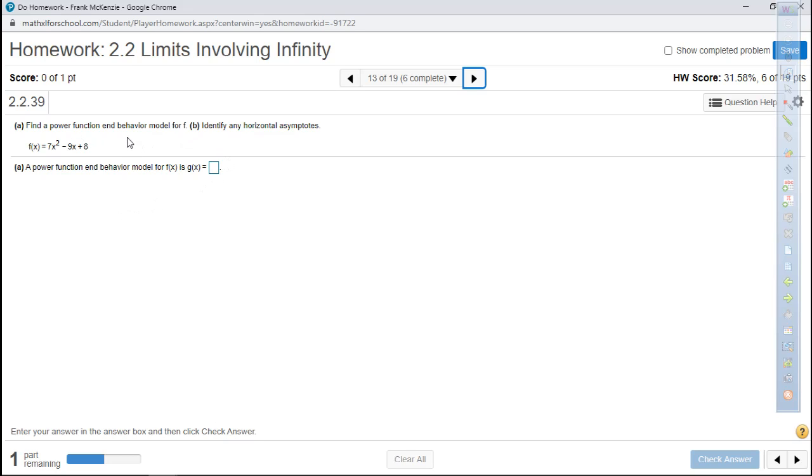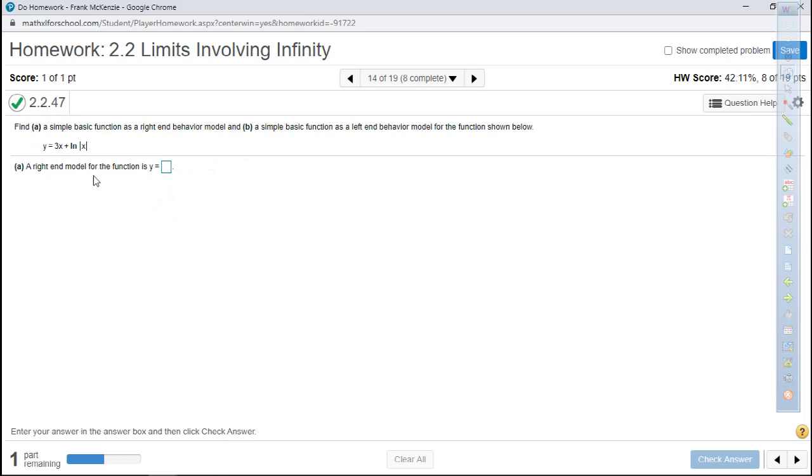All right, now a power function end behavior model is simply what in the world is controlling this thing. What part is going to define this thing the best. In this case, the 7x squared is going to be what's going to control it. Remember, as x gets larger and larger, the 7x squared is going to be what's going to control that thing.